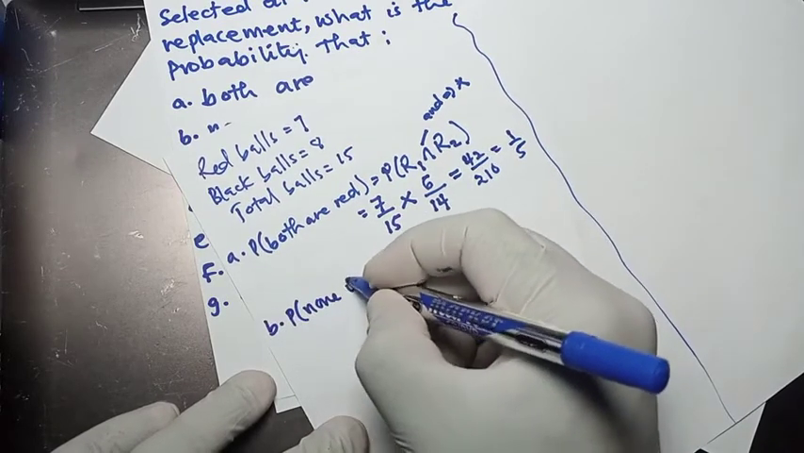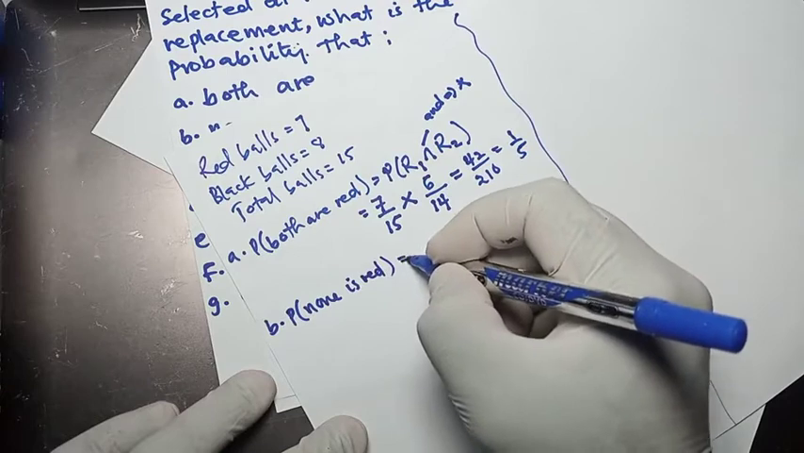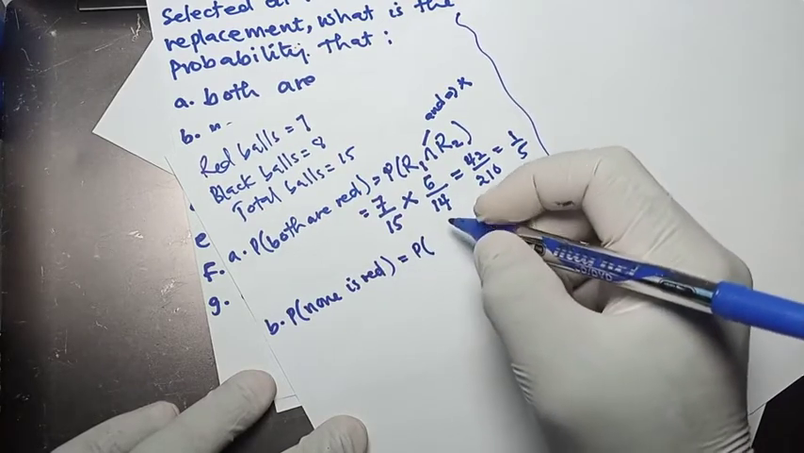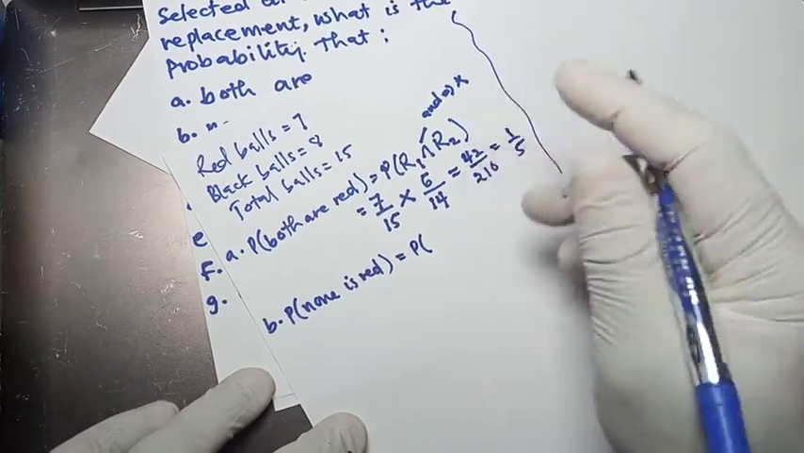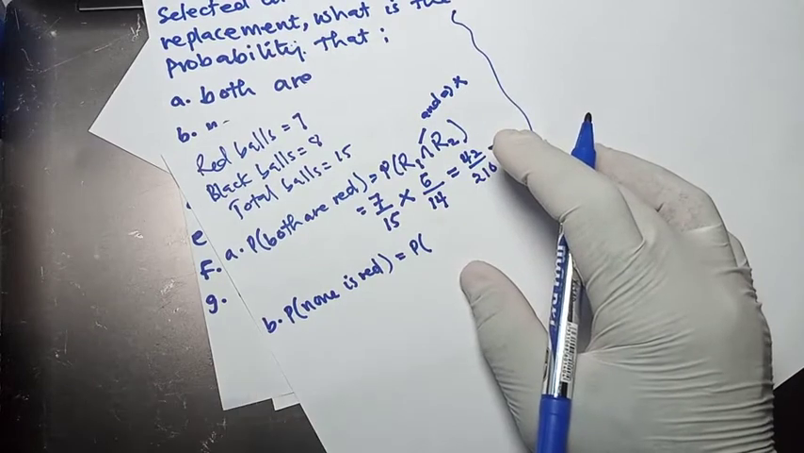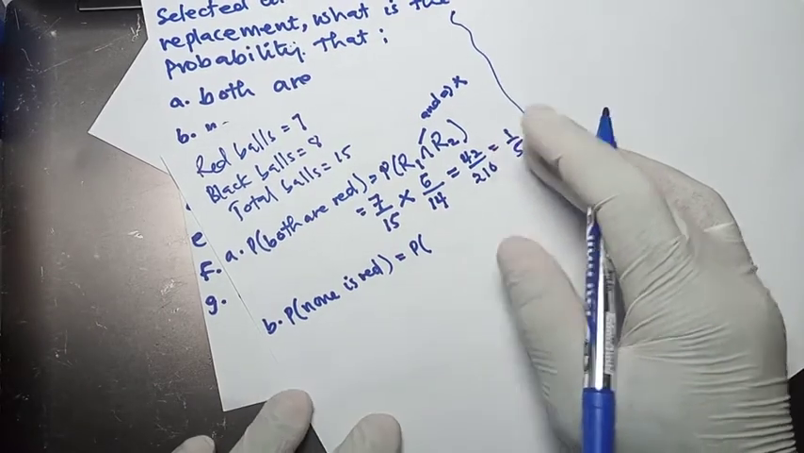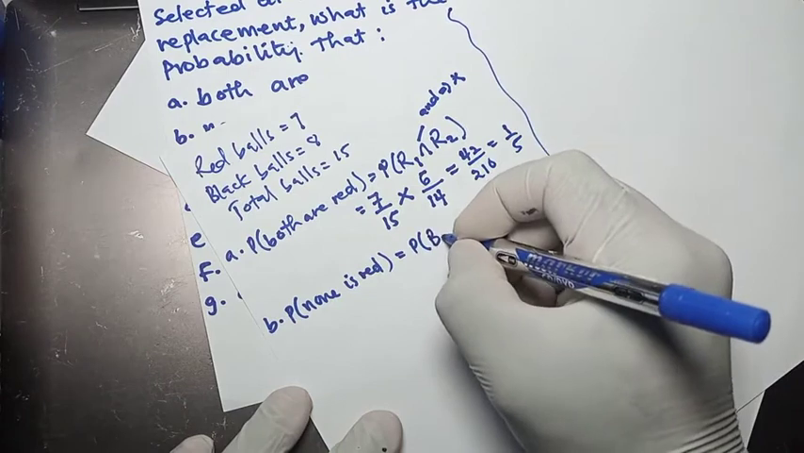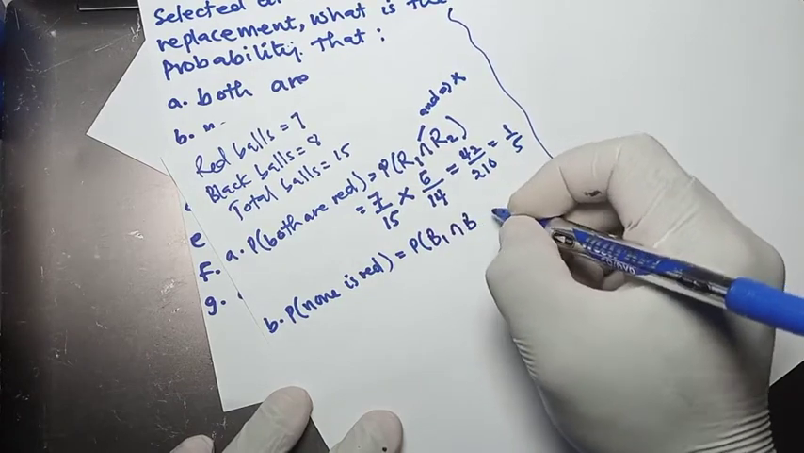B, none is red. None is red means they are all what? Black. So if you are dealing with 2 colors and none is red, it means they are all black. So first is black, the second is what? Black.